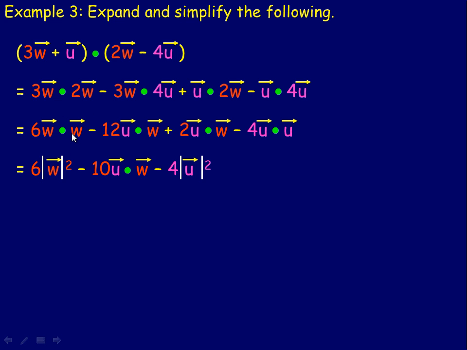Now, w dot w is the length of w squared, so that's a simpler way you can write that. These are like terms, so I can combine those to get negative 10 u dot w, and of course u dot u is the same as the length of u squared.